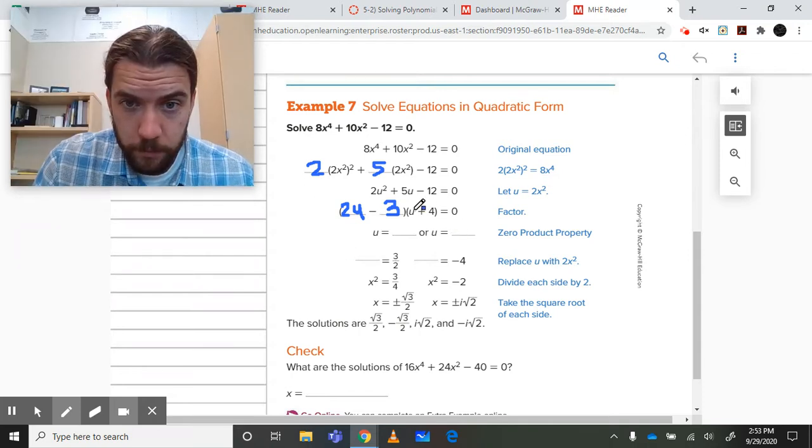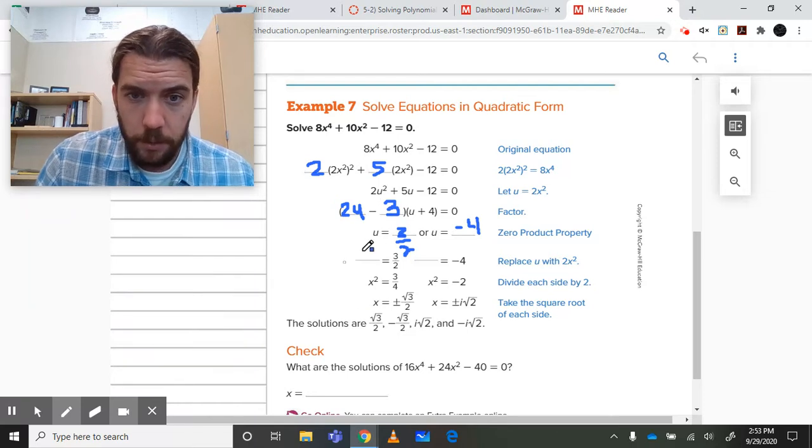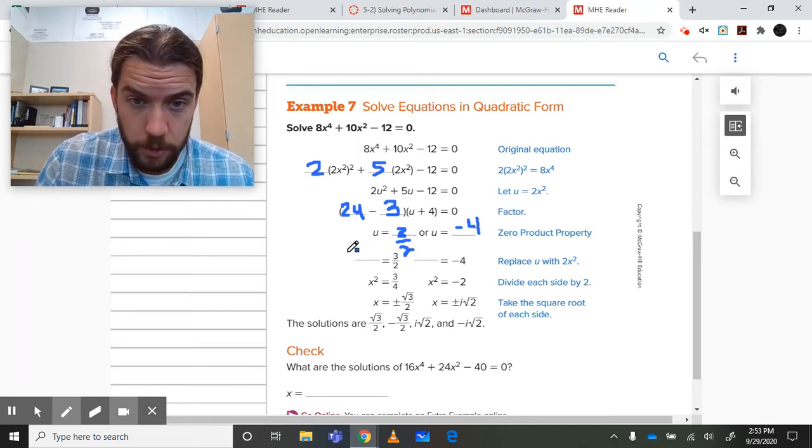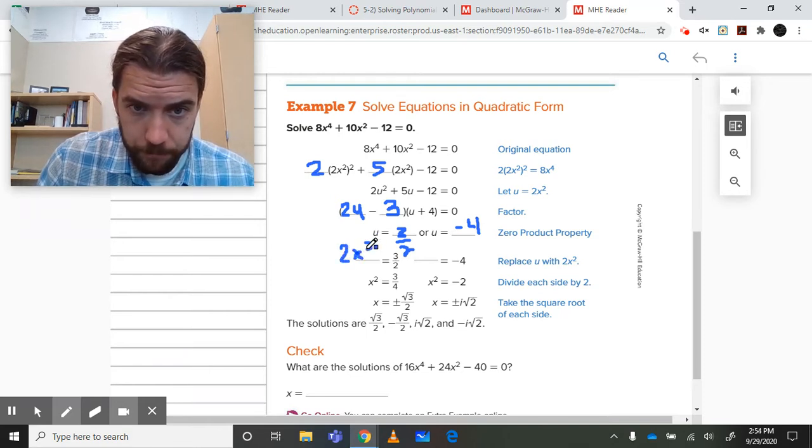So our zero product property would say that u could be negative 4, or that u could be 3 halves, right? Yeah, 3 halves. 3 halves times 2, you just get 3, and then 3 minus 3 is 0. Okay, so u could be 3 halves, or u could be negative 4. So, remembering that u was 2x squared, we can go through and solve for x now.